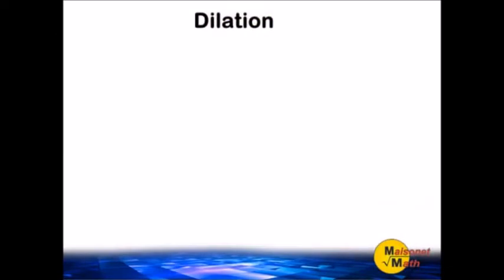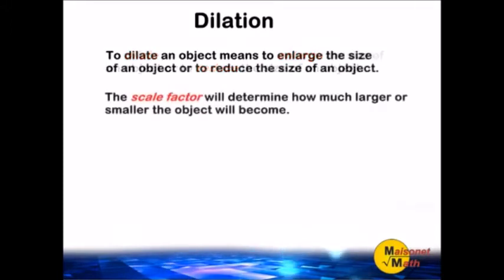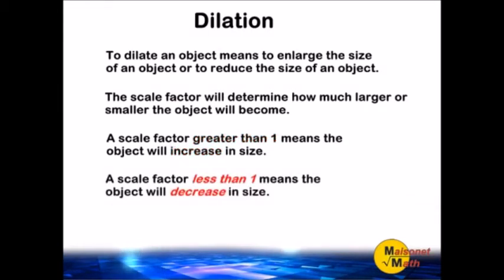In this tutorial, we are going to dilate an object on the coordinate plane. To dilate an object means to enlarge the size of an object or to reduce the size of an object. The scale factor will determine how much larger or smaller the object will become. A scale factor greater than 1 means the object will increase in size. A scale factor less than 1 means the object will decrease in size.